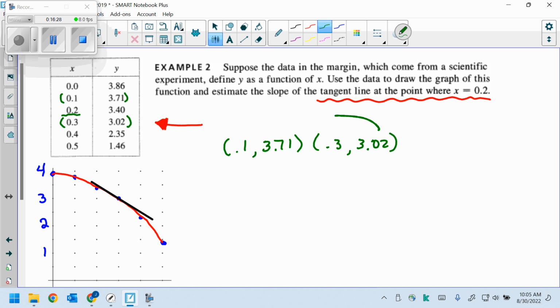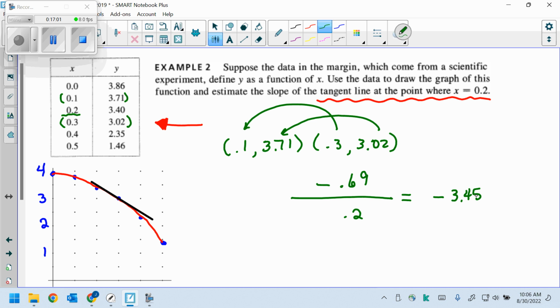see y2 minus y1, yikes, negative, I think it's 0.69, divided by x2 minus x1, 0.2. Definitely a negative slope. Negative 3.45. I think that's accurate.